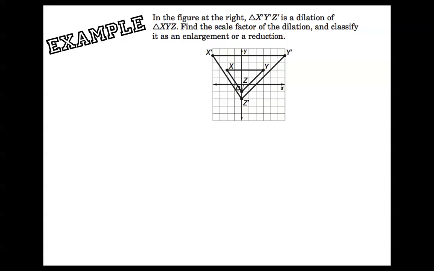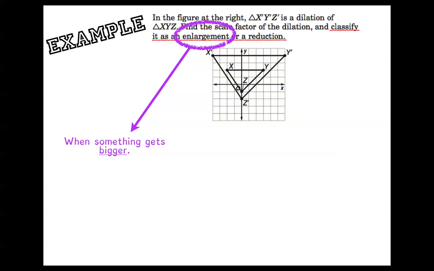Scale factor. All right, so here's an example. In the figure, triangle x prime, y prime, z prime is a dilation of triangle x, y, z. Find the scale factor of the dilation and classify it as an enlargement or a reduction. First, can we classify it as an enlargement or a reduction before we do the scale factor? An enlargement is when something gets bigger, and a reduction is when something gets smaller.